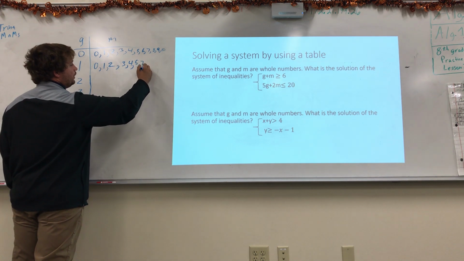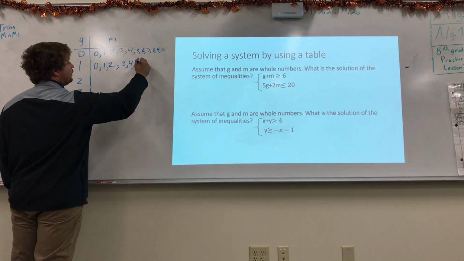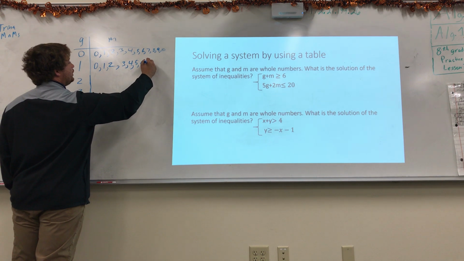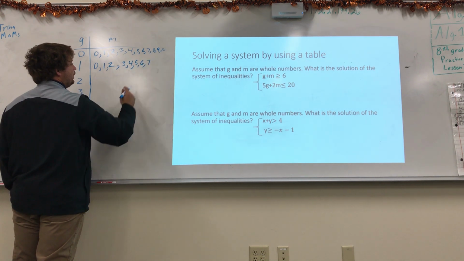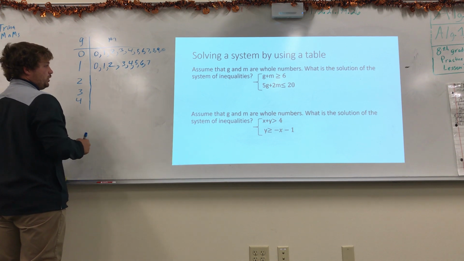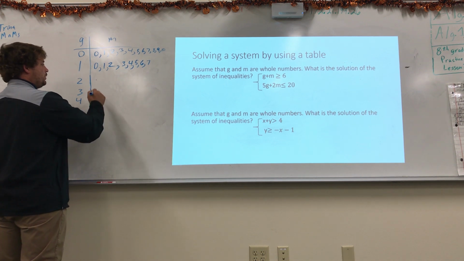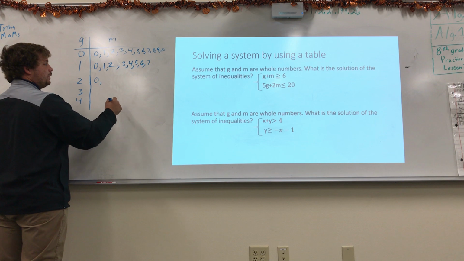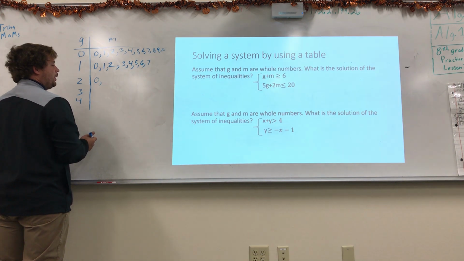7 goes in, I forgot 6. 6 goes in there, you're going to get 17. 7 goes in there, you're going to get 19. Okay, that should do everything here. Sub in a 2 for the G, you're going to have 10 there. So 0 will work because that'll be 10 is less than 20.